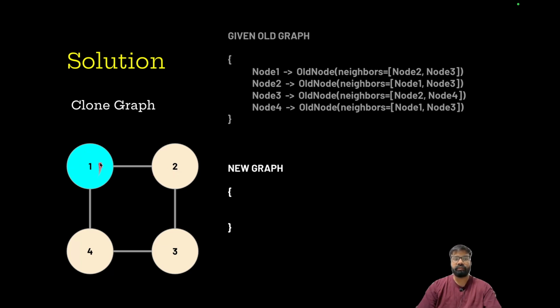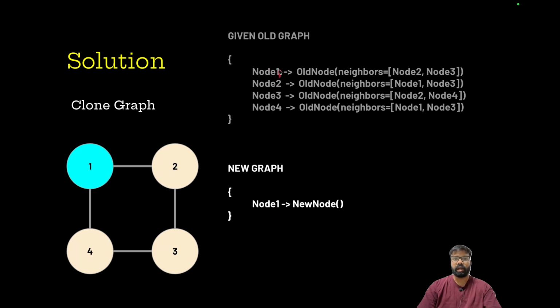So we are starting from node 1. Okay, so in our new graph, we have to add node 1 firstly. It should be there, and node 1 we have added in our new graph firstly. Okay, since we are doing DFS on this graph, and currently we are on node 1, the first thing we did is basically we have added an entry in our new graph. The key is just the reference to the old node.